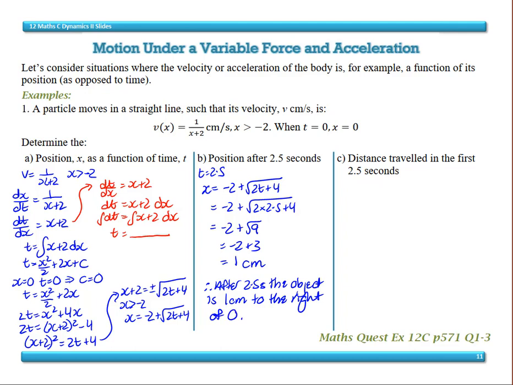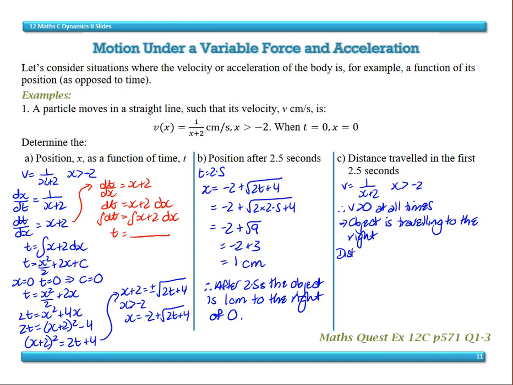Now looking at the distance travelled in the first 2.5 seconds, now v was equal to 1 over x plus 2, and x was always greater than negative 2. So that means our velocity is always going to be greater than 0. Okay, so v is greater than 0 at all times, which means our object is travelling to the right. So that means our distances are always going to be positive as well, because we are finding distance, not displacement. So those positives and negatives matter. We know that it's always positive.